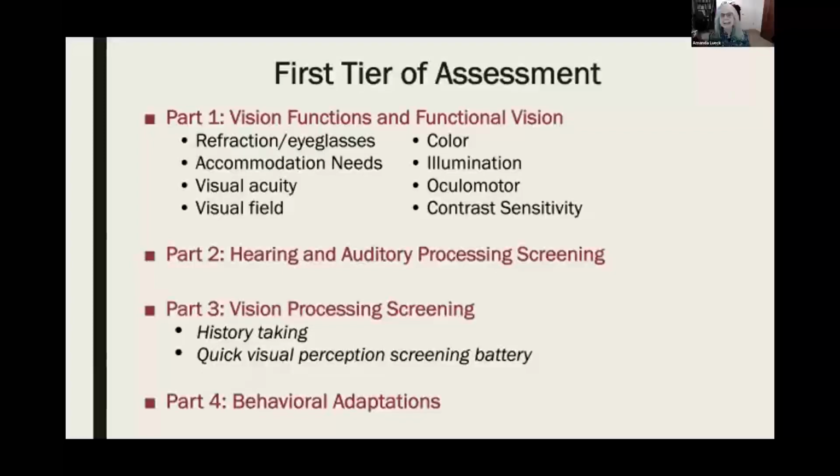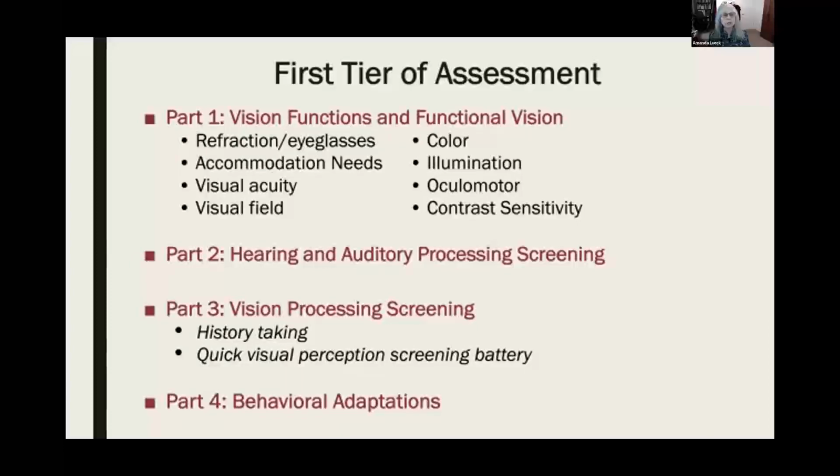Accommodation needs, same thing: visual acuity, visual field, color, illumination, ocular motor, and contrast sensitivity. And this would be within an eye examination or a functional vision evaluation out in the field.